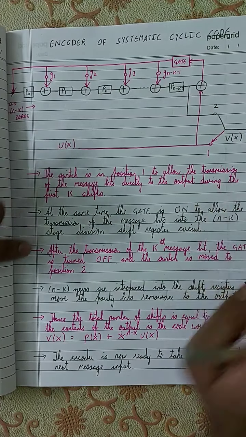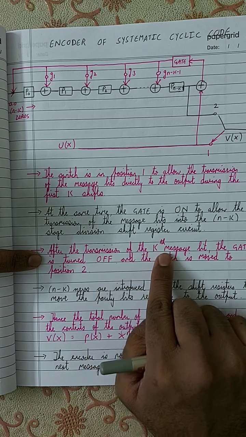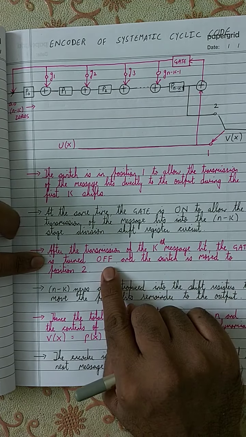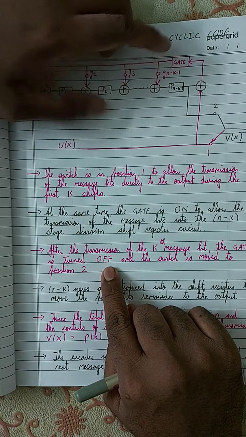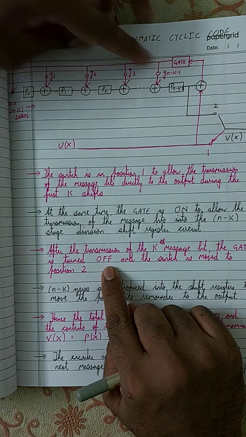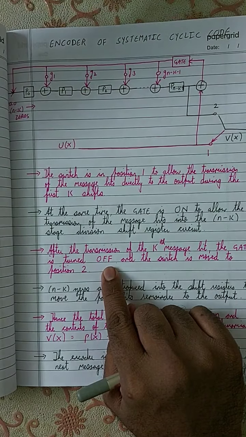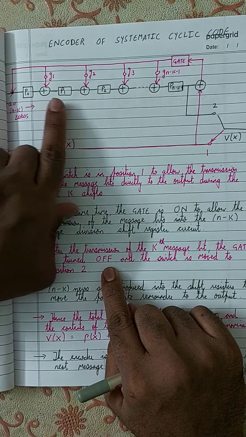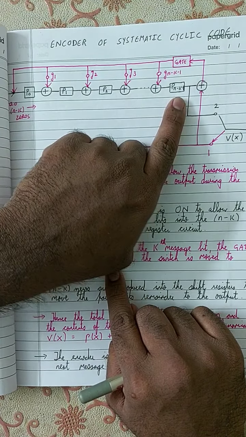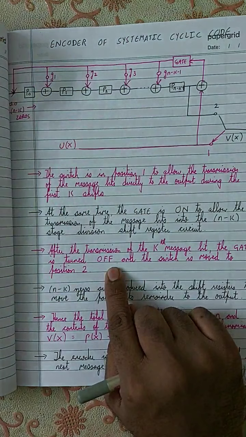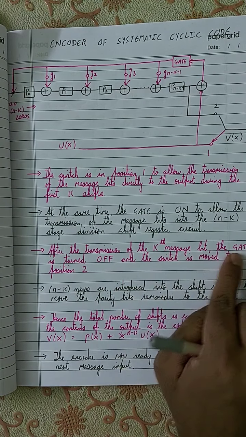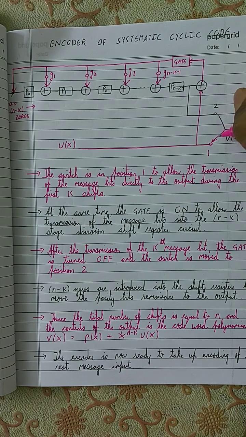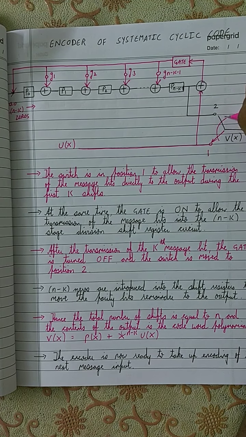Now, at the transmission of the kth message bit, the gate is turned off, which means now all the quotient values have already been finished calculating. Now the remaining values will be the remainder. Those are the remainder values, that is p0, p1, p2 up to p(n-k-1). These are the remainder values. So at the transmission of the kth message bit, the gate is turned off, and the switch is moved to position 2.